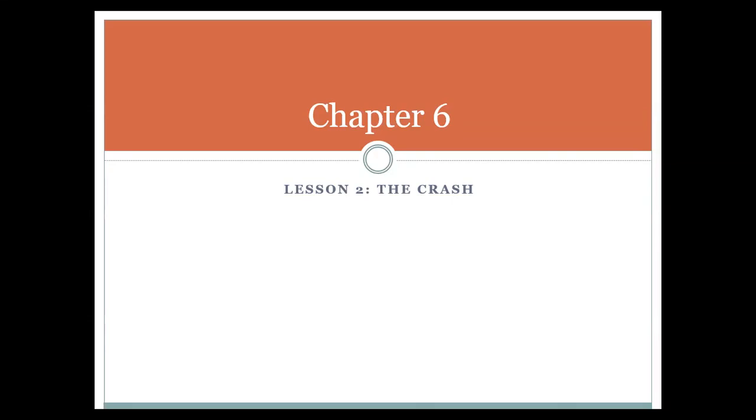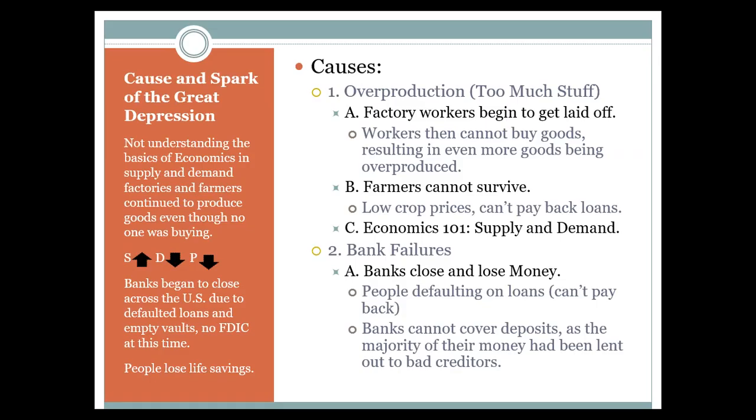All right, welcome back to American History, Lesson 2 for Chapter 6 and 7, the Great Depression and the New Deal. Lesson 2, today we're going to talk about the actual crash, the stock market crash, which triggers the Great Depression in the United States. So first and foremost, we got to talk about what happens, because it's a cause and effect style of event.